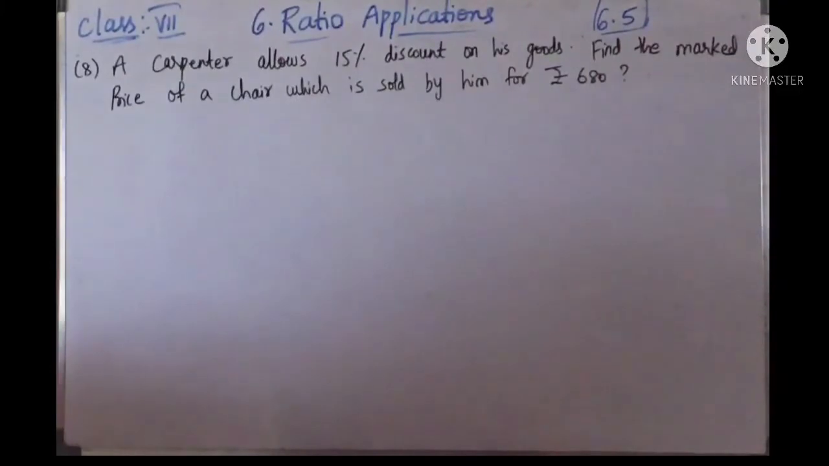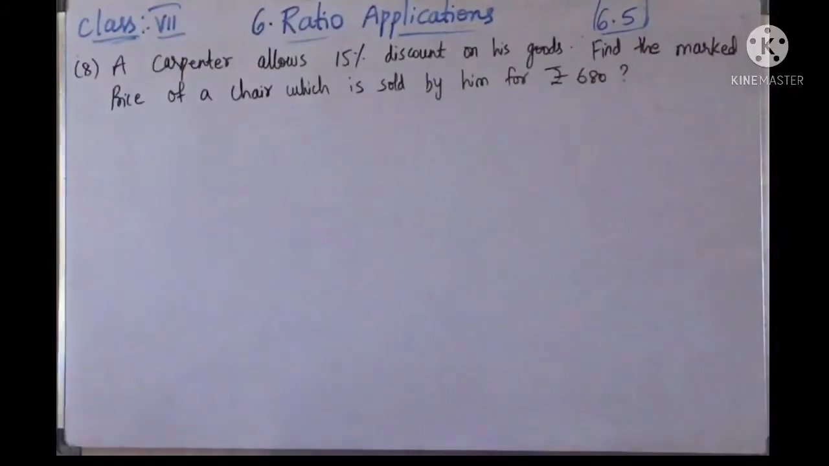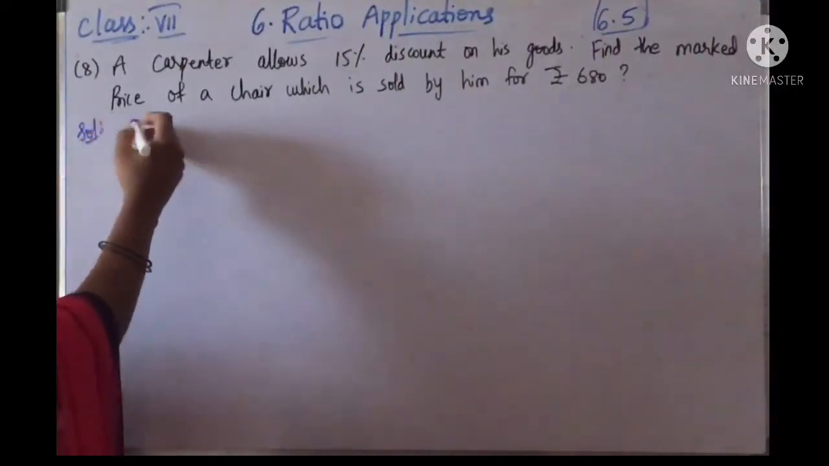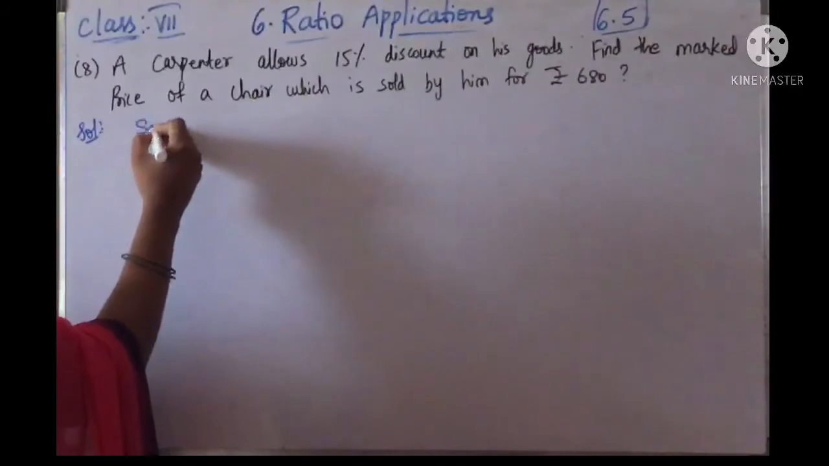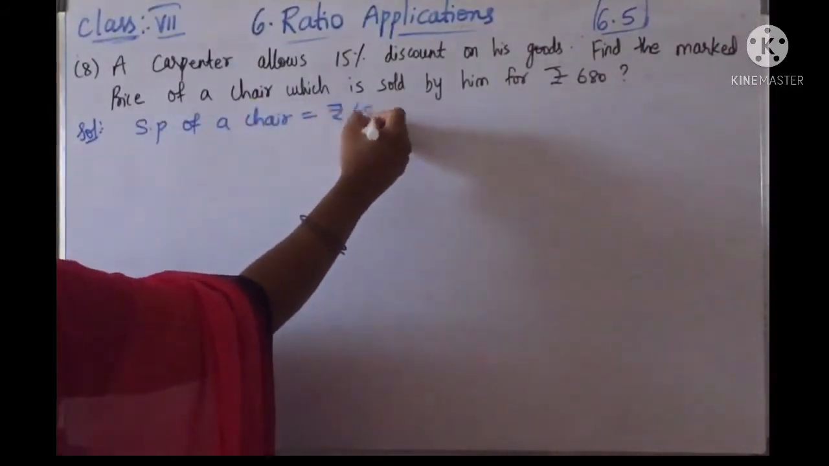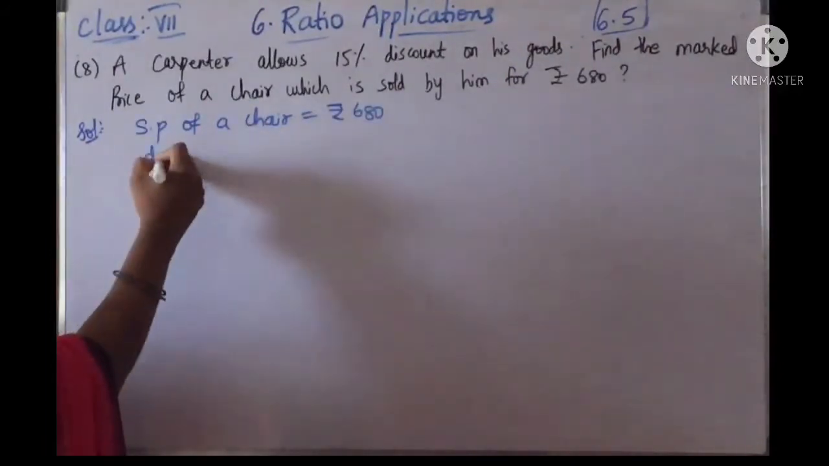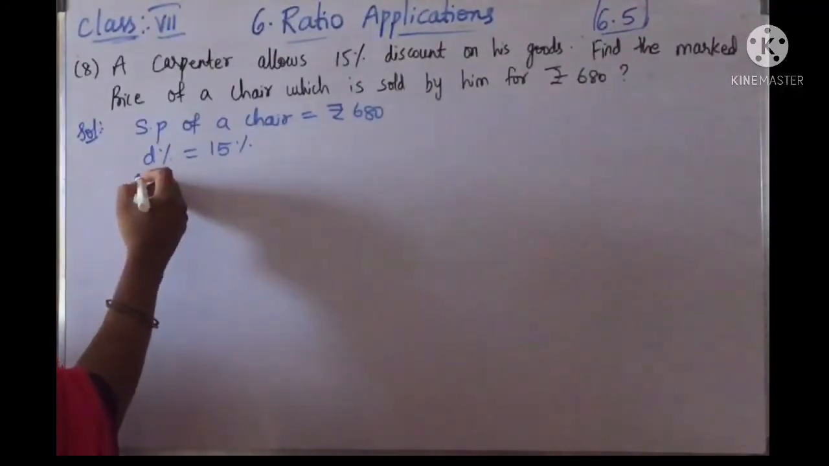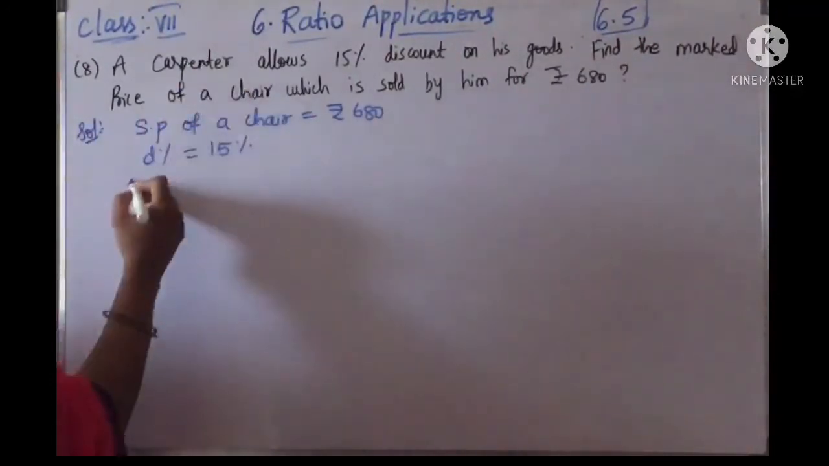Coming to 8th one, children, a carpenter allows 15% discount on his goods. So find the market price of a chair which is sold by him for rupees 680. What is given here? They have given selling price. Sold means selling price. Selling price of a chair. How much is given? 680. And what is the discount percentage is given? 15%. So we need to find the market price of a chair.